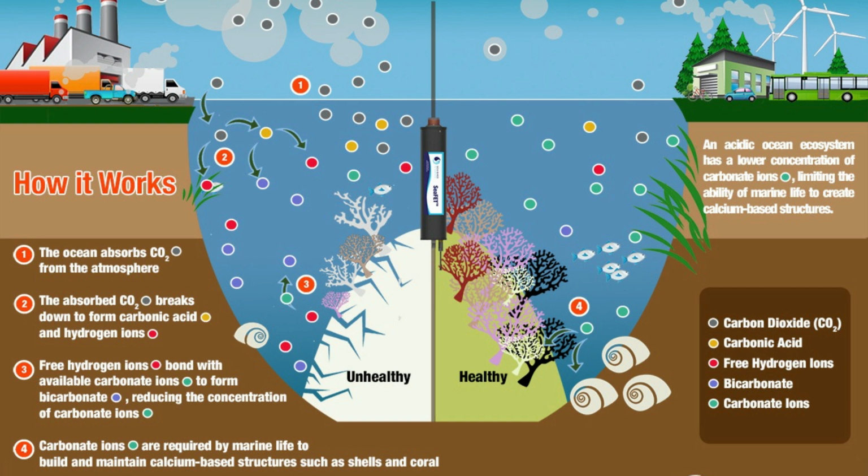So, acidification makes it harder for corals to grow, and the warming causes them to bleach. Both are caused by too much pollution from human activity, and both hurt ocean life.